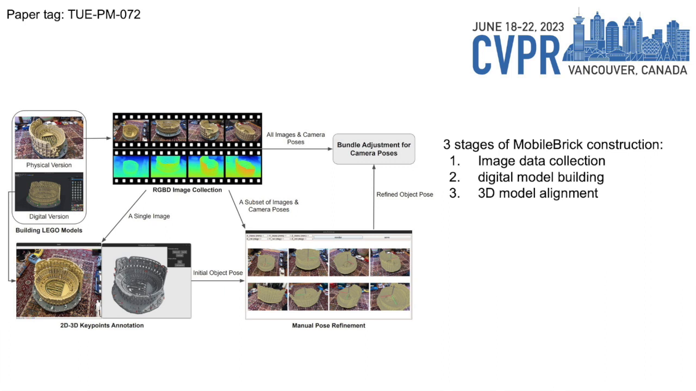There are three major steps to construct the MobileBrick dataset. The first one is capturing RGBD image data using an iPhone. The second one is building a digital replica for objects captured in the videos. Lastly, we align the digital models to the image sequences.